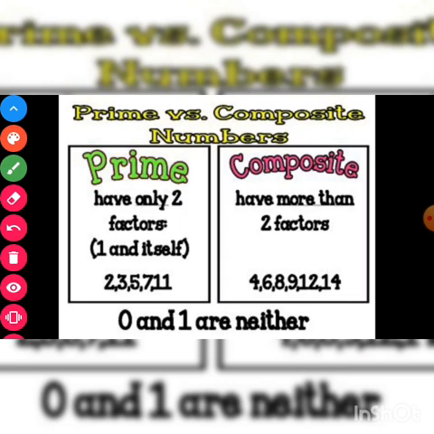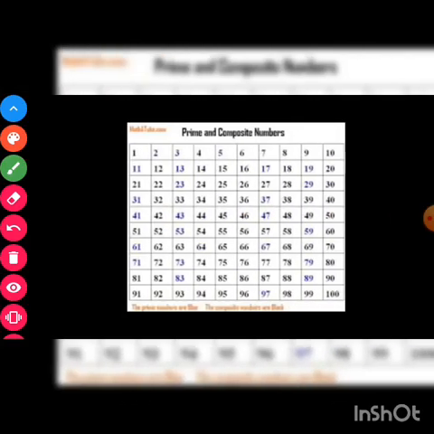And one more important thing about prime and composite numbers: two numbers are there which are neither prime nor composite. They are 0 and 1. 0 and 1 both are neither prime nor composite. So I hope you have understood the concept of prime and composite numbers.